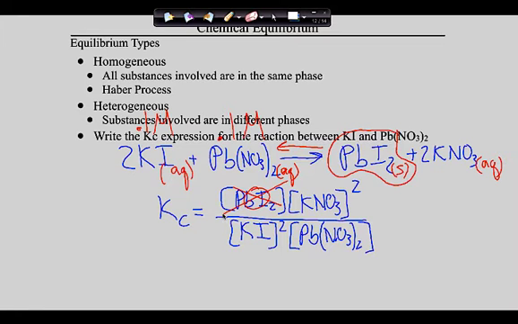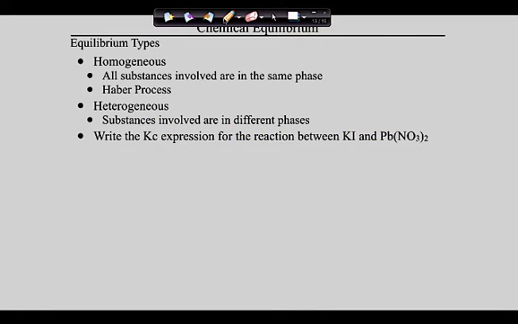So guys, the bottom line is this. You exclude solids from Kc expressions. Why do we exclude solids from Kc expressions? Because they don't have molarities. But guys, it doesn't stop there. You also exclude liquids. Let me show you. If you don't understand what I'm talking about, check this out.